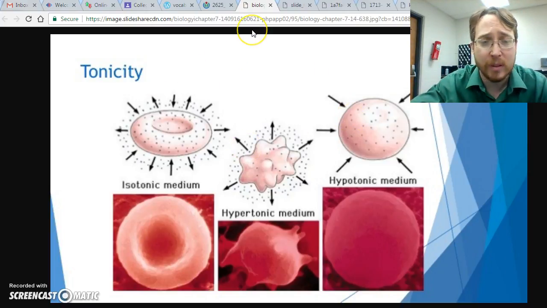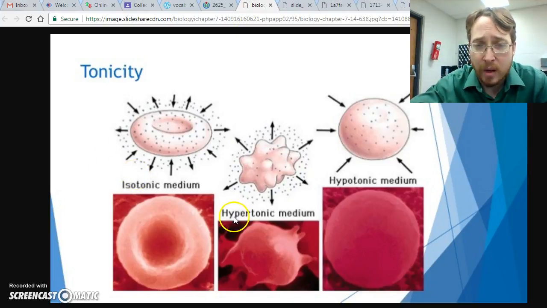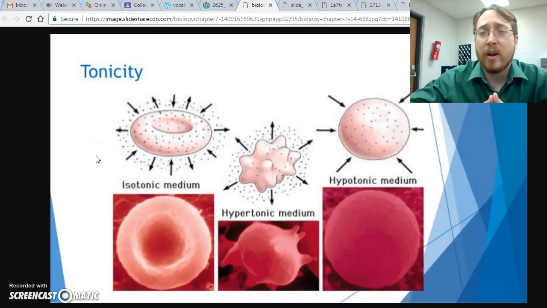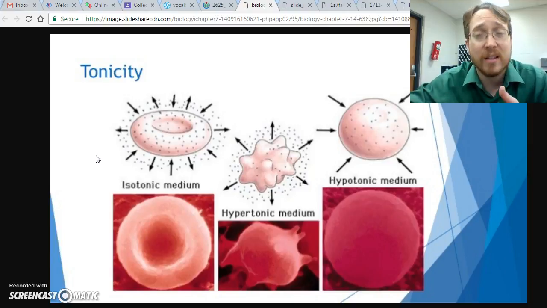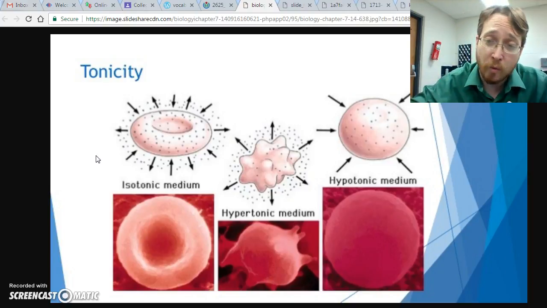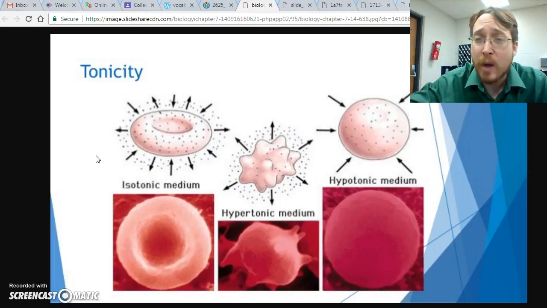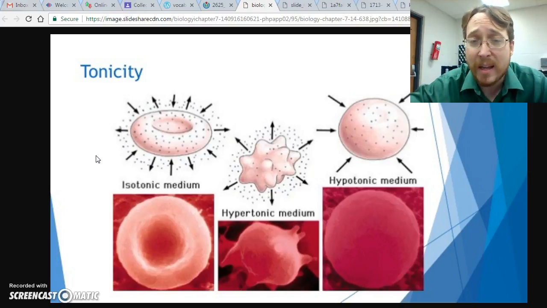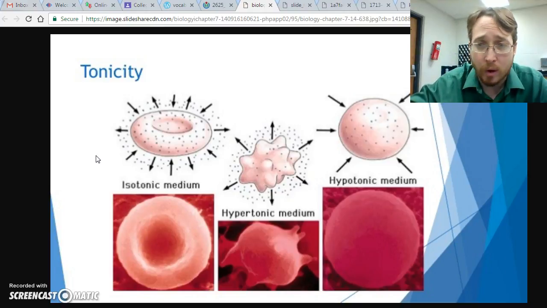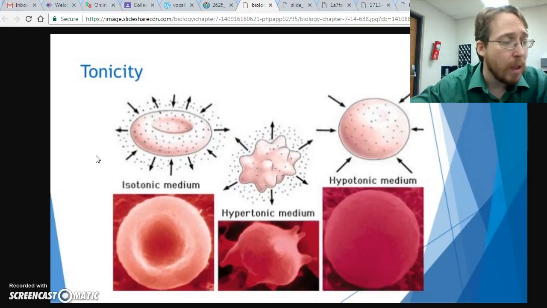We've got three circumstances here, three tonicities: isotonic solution, a hypertonic solution, and a hypotonic solution. Well, in an isotonic solution, the concentration of solute outside the cell is the same as the concentration of solute inside the cell. That also means that the concentration of water outside the cell is the same as the concentration of water inside the cell. This means we go back to the diffusion situation because we are at equilibrium, so an equal number of water particles are moving into the cell and an equal number of water particles are moving out of the cell. The cell's fine. No big deal.